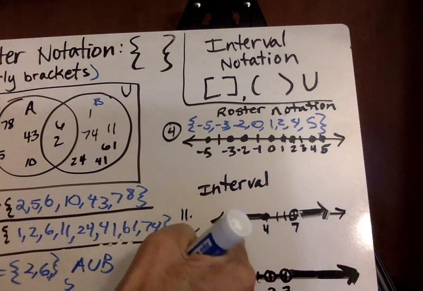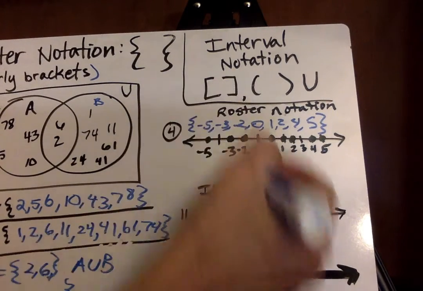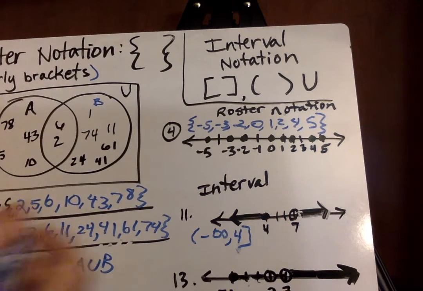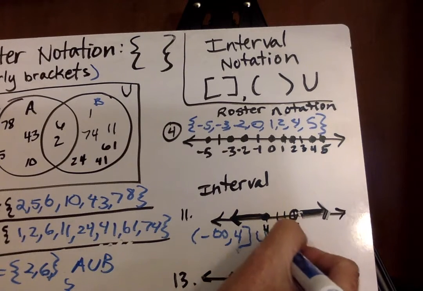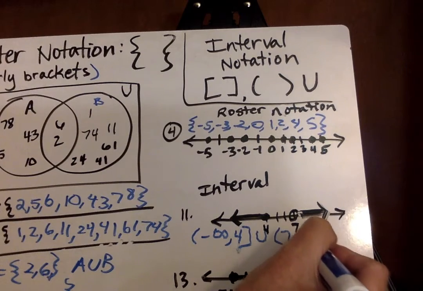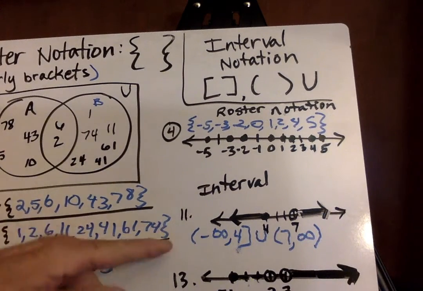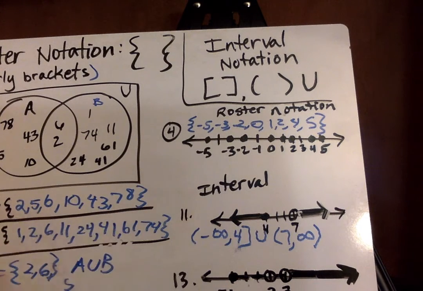Now, if it's going to include 4, which this one does, I'm going to put the bracket. So the bracket includes the point. And we're going to unite that or union that with 7, not included, and then we go up to positive infinity. And again, we never can quite get there, so infinity is always in parentheses, not brackets. 4 is included, so it has brackets.